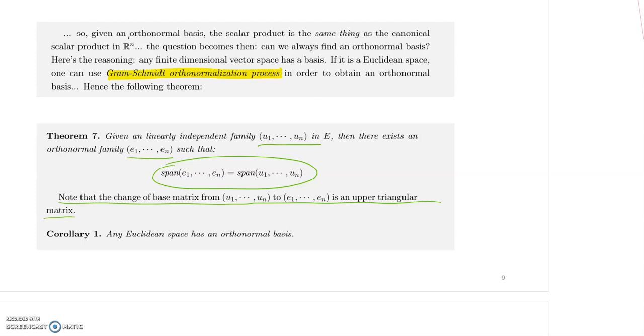And as a nice corollary, any Euclidean space, Euclidean meaning that you've got an inner product and finite dimension, any Euclidean space has an orthonormal basis. Okay, so let me remind you of this Gram-Schmidt orthonormalization process.